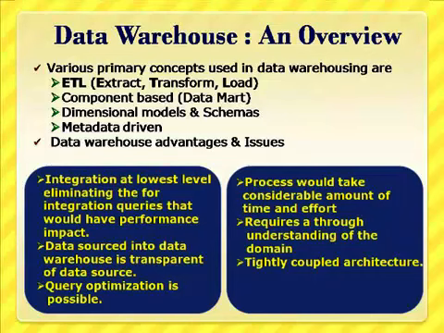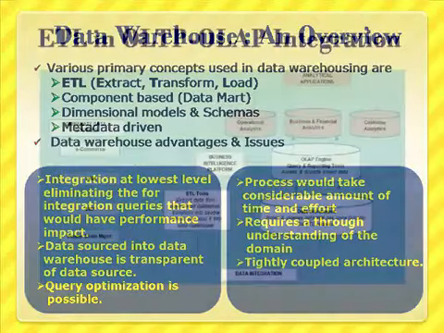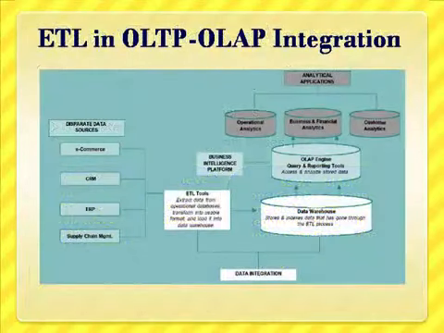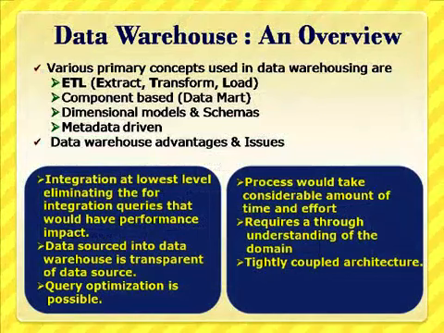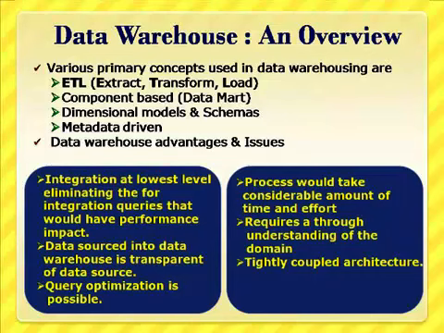Another limitation is tightly coupled architecture. As we have seen in slide number 6, the data warehouse application is coupled with ETL, which is in turn coupled with the OLTP system. Therefore, there is a clear sense of responsibility across these components, and each component, OLTP, ETL and data warehouse, are tightly coupled.